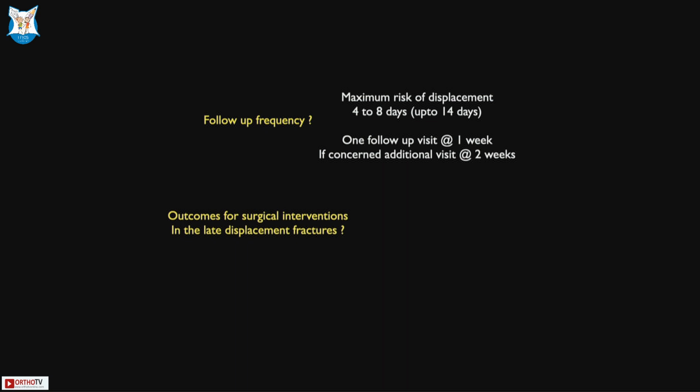You need to watch them at least up to about 10 days, whether you want to do it at weekly intervals for the first 2 weeks to be on the safe side, that's up to you. If it displaces during your follow-up, is it a bad outcome? No. You need to pick them up early and have it treated. So the outcomes are comparable even if you have a displacement within the first 2 to 3 weeks. So nothing is missed. The problem happens only if you miss the displacement and it presents as a non-union.